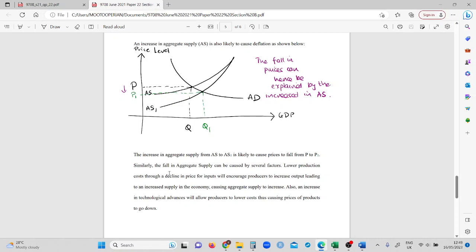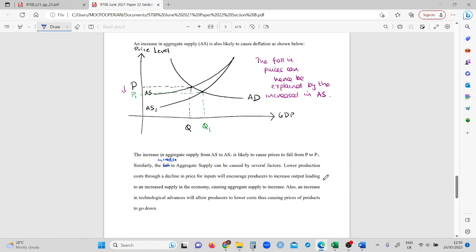Similarly, the increase in aggregate supply can be caused by several factors. For example, a fall in the level of production costs, lower production costs through a decline in the price of raw materials or inputs, will encourage producers to increase their production, that is, to increase their output, leading to an increased supply in the economy, causing aggregate supply to increase. This could be one reason.